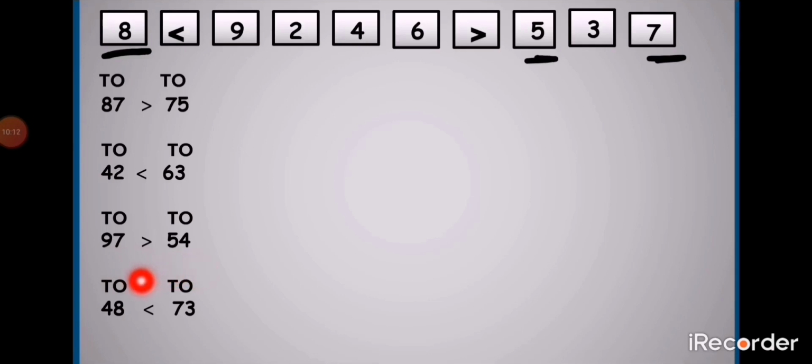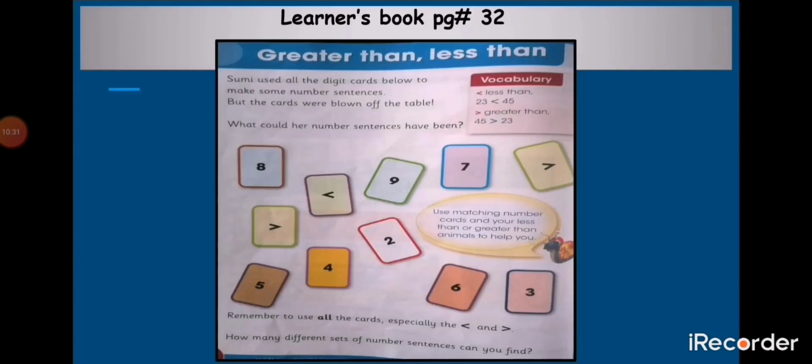So we put the smaller than sign or less than sign. The pointed side is towards the smaller number, that is 48, and the big open side is towards 73, that is the greater number. Remember, the open side is always towards the greater number and the pointed side is always towards the smaller number. So in this way, you can make numbers.